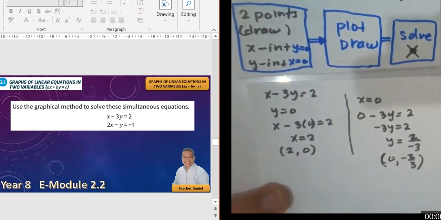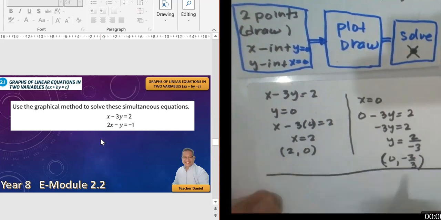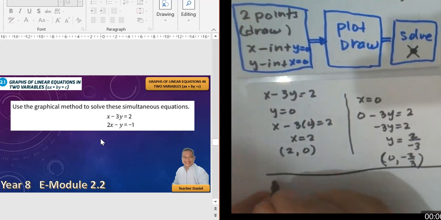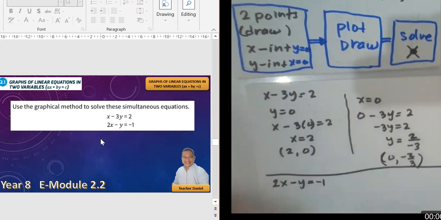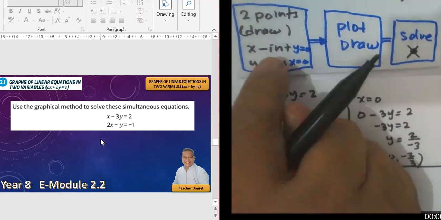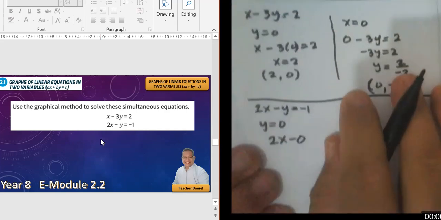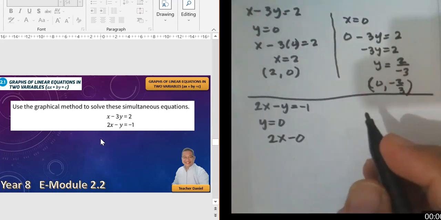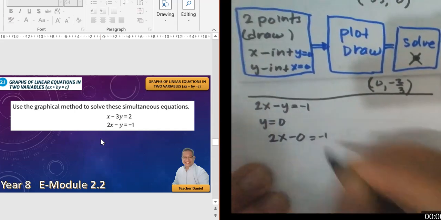In this question, it says 2x minus y equals negative 1. So let me just draw a line. And then we will do the same thing for 2x minus y is equal to negative 1. Again, we will take the x-intercept. So let y be equal to 0. So this will be 2x minus 0 is equal to negative 1.